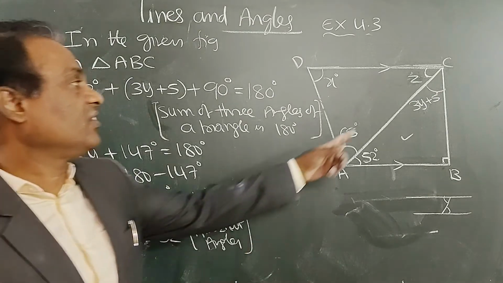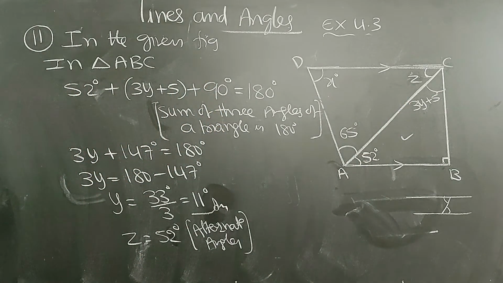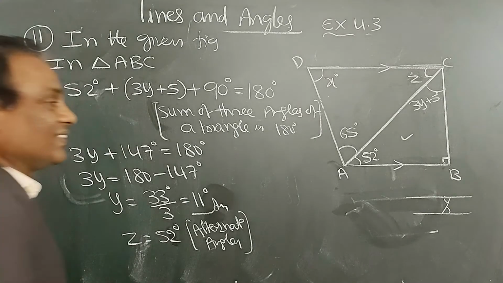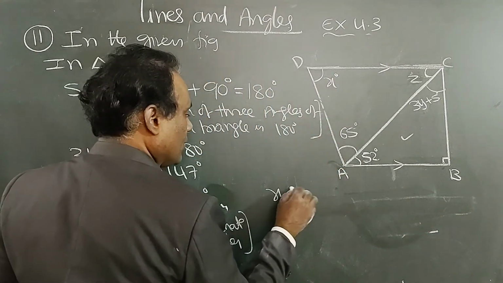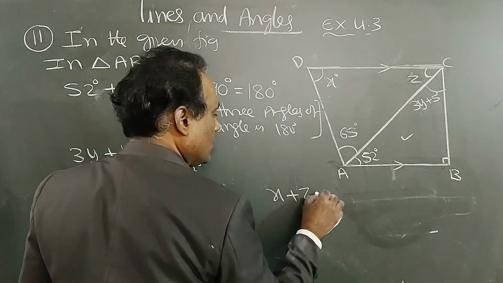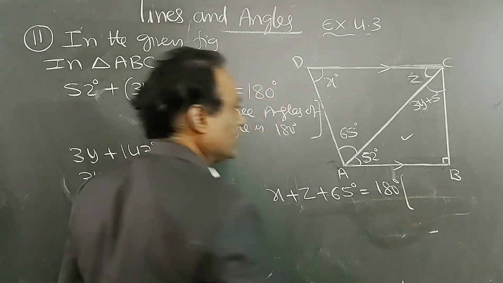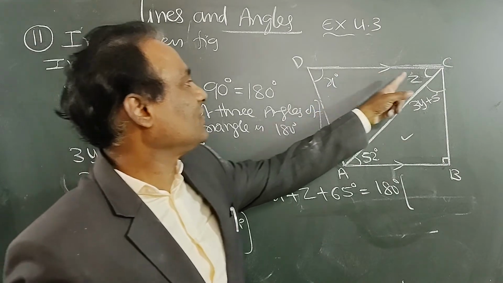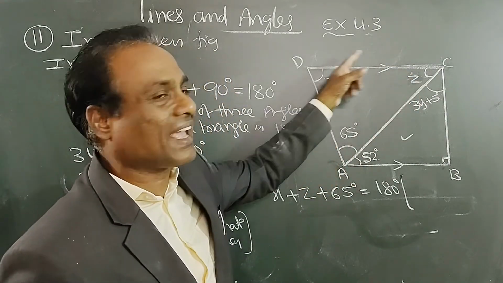Alternate angles: Z is equal to 52, because they are alternate angles. We got Z, but actually the question asks for X. So how do we find X, students? See here: X plus Z plus 65 is equal to 180. What is the reason, students? X plus Z plus 65 is equal to 180 because of the sum of the three angles in a triangle.